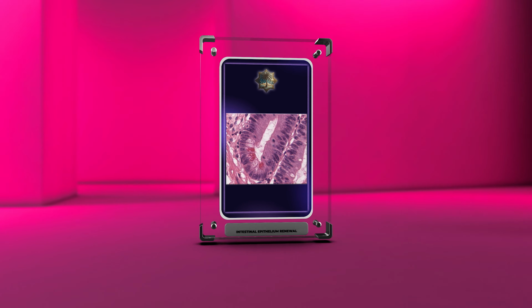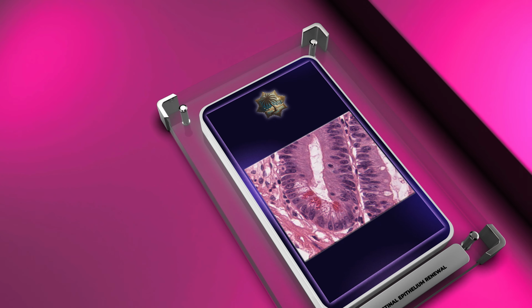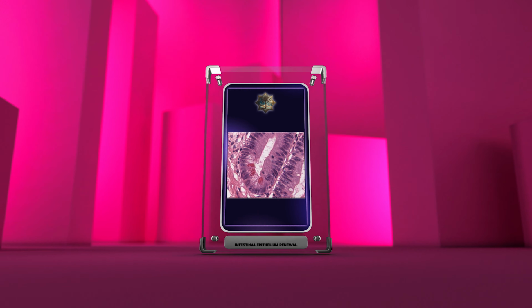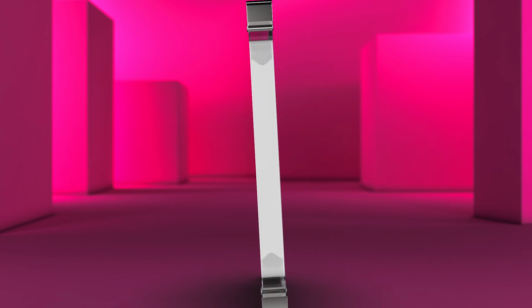Hello and welcome to today's lecture on the histology of the intestinal epithelium. In this detailed script, we will explore the various aspects of the structure, function, and regulation of the intestinal epithelium.